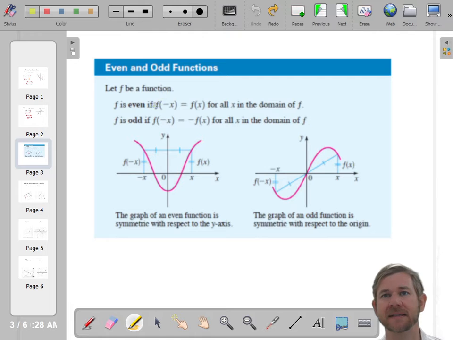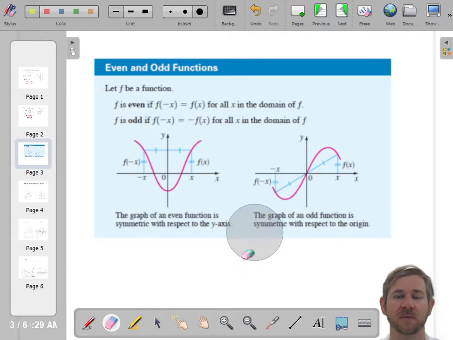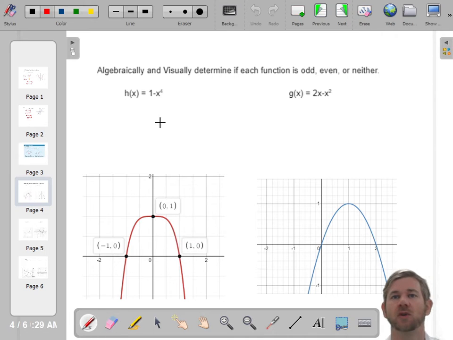The way we write this is f of x equals f of negative x. So when you plug in negative x, you get the same thing. Or when you plug in negative x, you get the opposite. Those are the two ways we prove or determine if functions are odd or even. That's what we need to know. So let's try one. First, we'll do it algebraically.